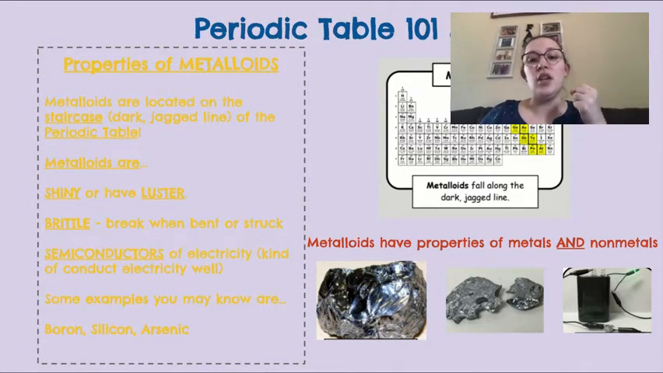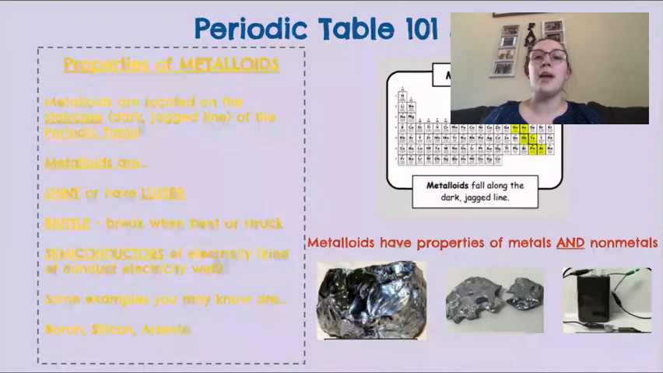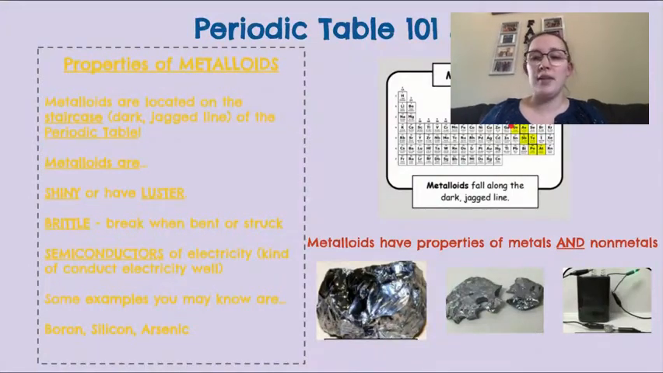All the elements that are touching that staircase are metalloids, with the exception of aluminum. Aluminum touches the staircase, but it is not a metalloid, okay? It is a metal. Think of aluminum foil. It is shiny, okay? It's a metal. Aluminum is a metal. And it bends. It's malleable, okay? It might be touching the staircase, but always remember, aluminum is not a metalloid, okay? It is a metal. So all the elements touching the staircase, boron, silicon, arsenic, all those are metalloids, okay?